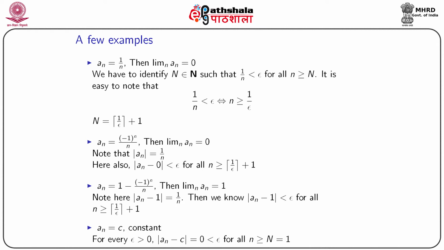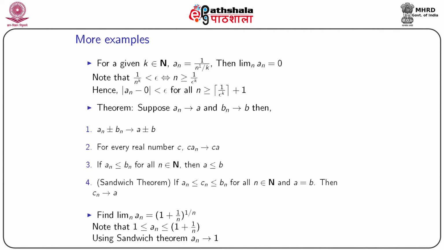Now this is a tricky one. What will happen if it is a constant sequence? That means a_n is equal to c. If a_n is equal to c, then for every epsilon greater than 0, mod of (a_n minus c) is always less than epsilon, and I know epsilon is a positive quantity. That means whenever n is greater than or equal to 1, it holds. So for a constant sequence, it holds for n greater than or equal to 1.